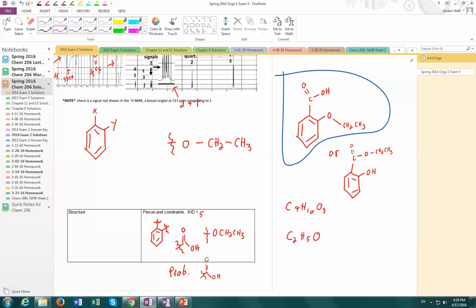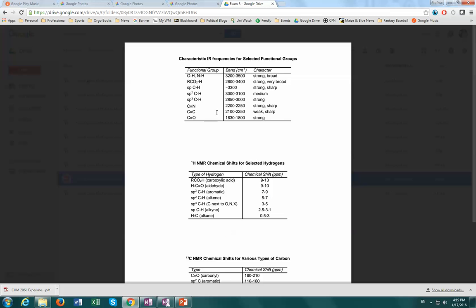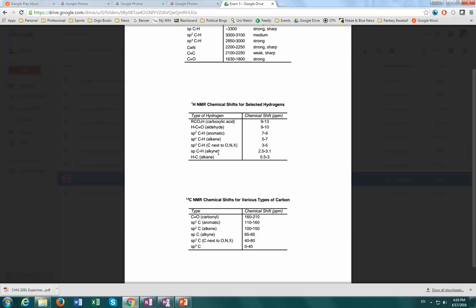Is that the only way you can know if it's an aldehyde or a carboxylic acid, by looking at the NMR? As far as we've gotten, to determine whether you have an aldehyde or something else, that's what we're limited to. In a proton spectrum, you typically find an aldehyde proton around 9 to 10. You typically find a carboxylic acid proton around 9 to 13. So that's definitely a big clue.